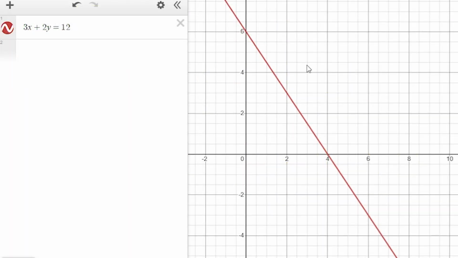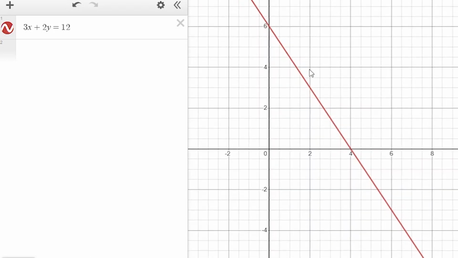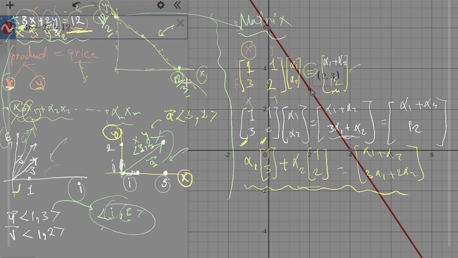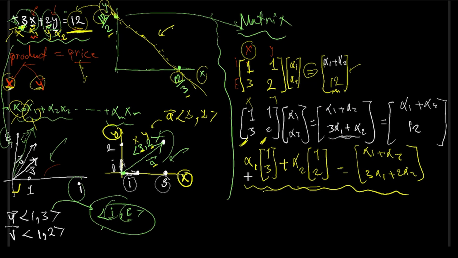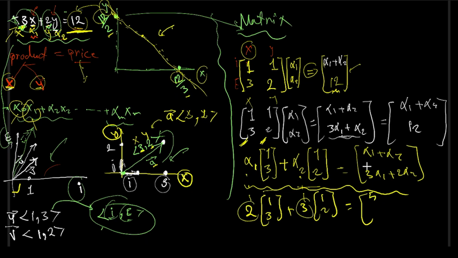What I'm going to do is pick a point on this line, 2 and 3. So I get this point where alpha 1 is 2 and alpha 2 is 3. And I want to see what the result looks like. Alpha 1 plus alpha 2, the sum of them according to what I have here, is exactly equal to 12. So I have satisfied the equation by picking these two particular alphas.